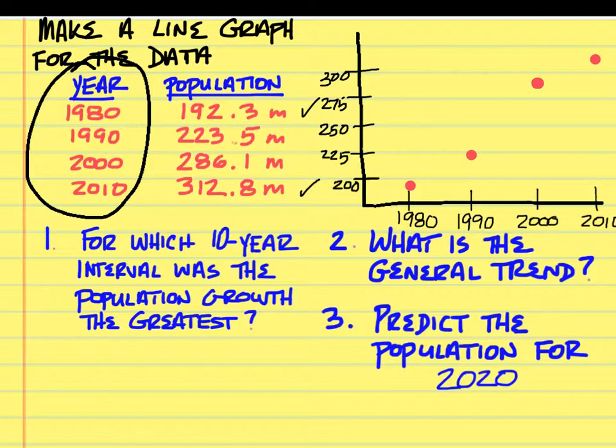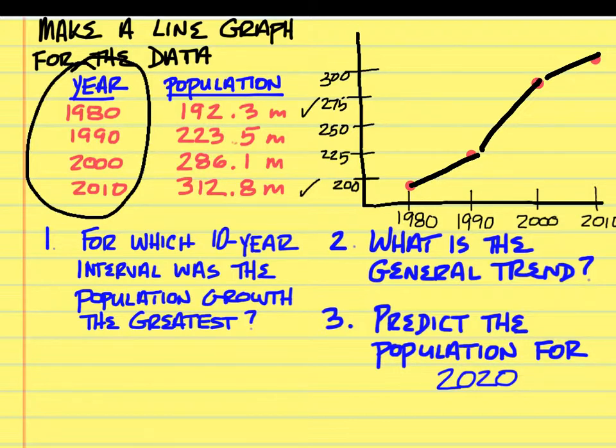But now what you have to do is connect them. So you'll go here, there, and then there. That is a line graph. Any questions about how to create a line graph? Alright, good. So we're on track.